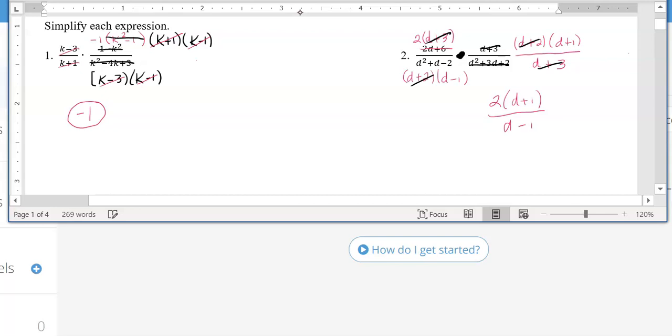And when you're taking your test, you don't have to worry about doing the distributive property. You can leave your answers in factored form.